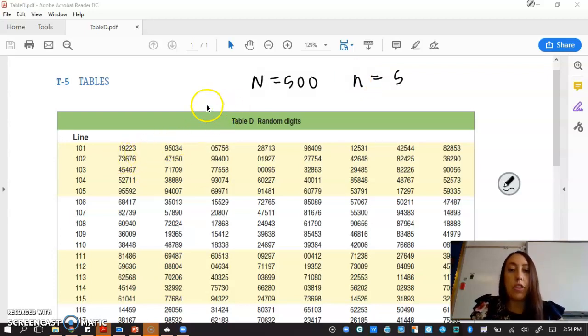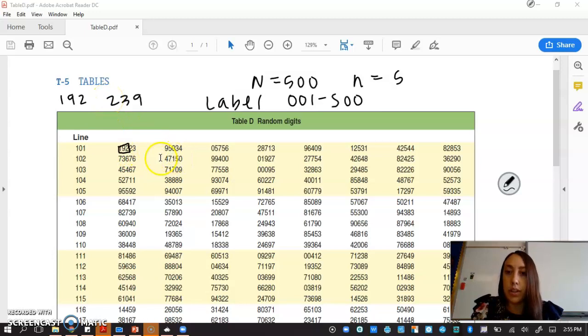So we have to read it by 3s. I have to label people 001 to 500. So again, I have to read it by 3s. So if I start at line 101, and the line you start on is random, they'll usually tell you what line to start on. Let's start at line 101. First person I would choose would be 192. Whoever is labeled 192, that's who I'd pick for my sample. Second person, 239. That would be the second person I choose.